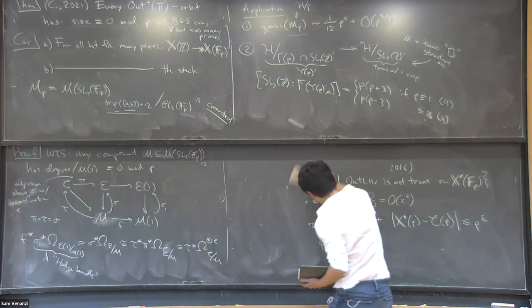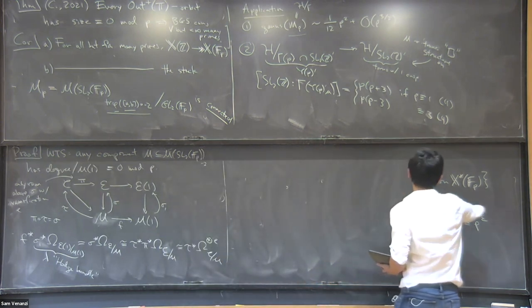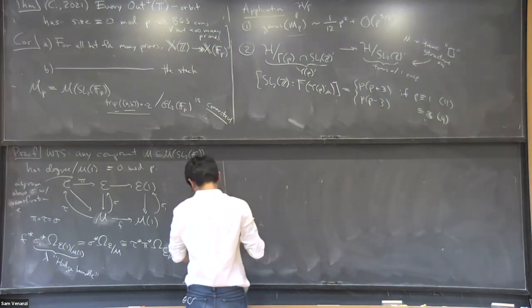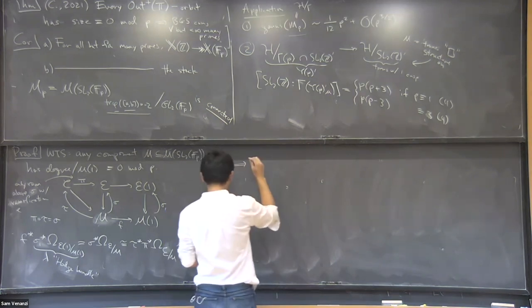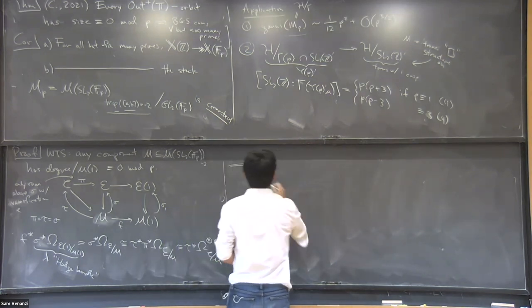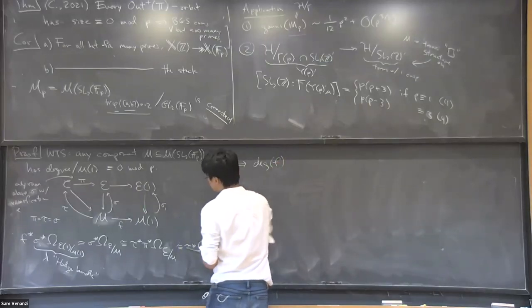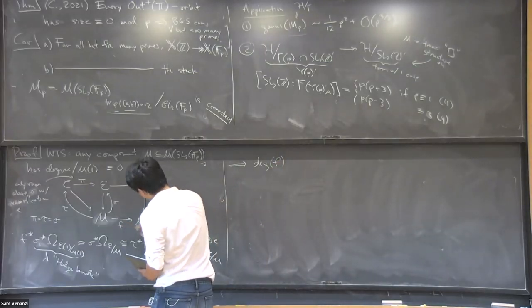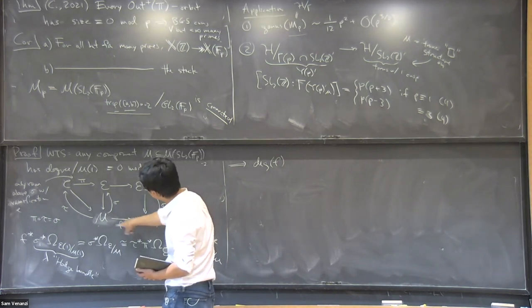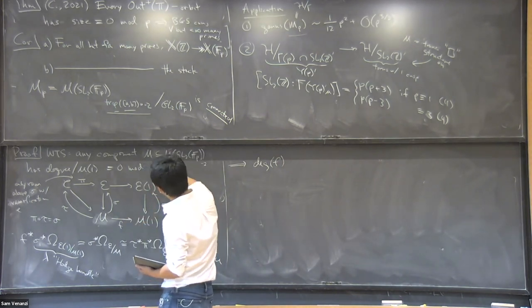And so what this shows us is that from this you immediately get, well, okay, so experts in the room will notice that there's going to be a problem in what I'm writing. So the degree of F, because this map is finite, it's in fact a finite étale map. So we want to understand its degree, right? We want to show that the degree of this map is congruent to zero mod P.